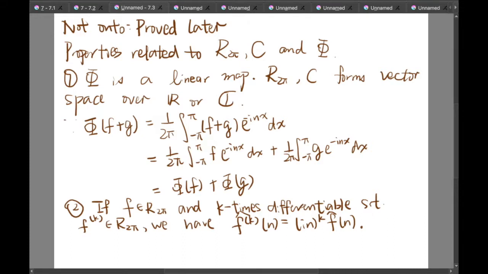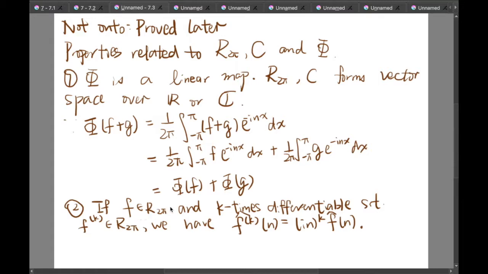Hi! In the last video, we introduced the first and the second properties related to R2pi, C, and phi. In this video, we will continue on this section, and after that, we are ready to introduce the convergence of Fourier series. So let's first talk about the second property.